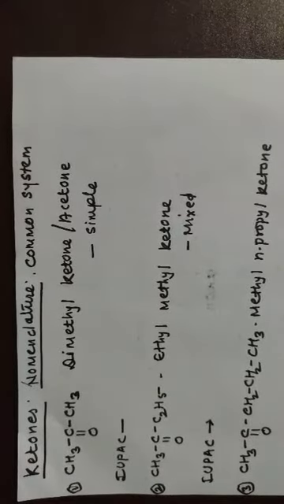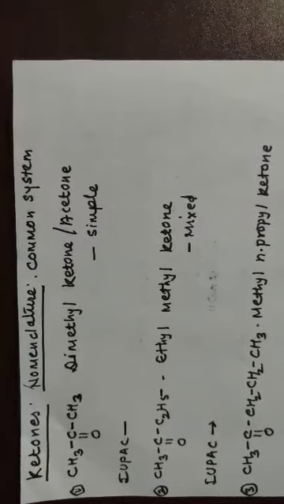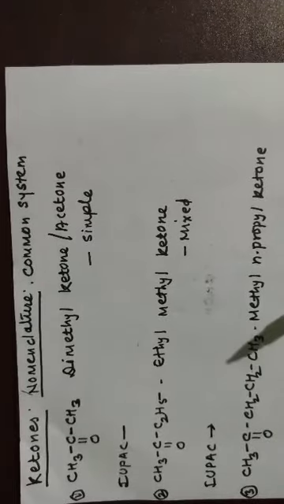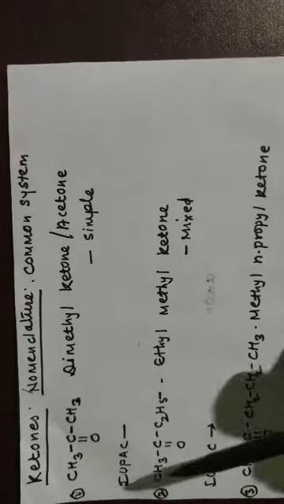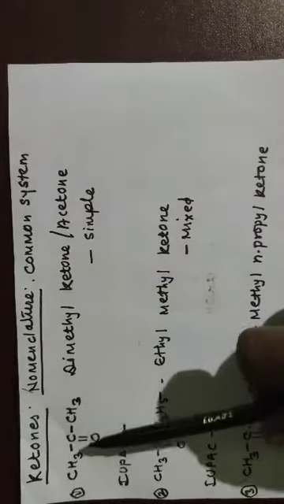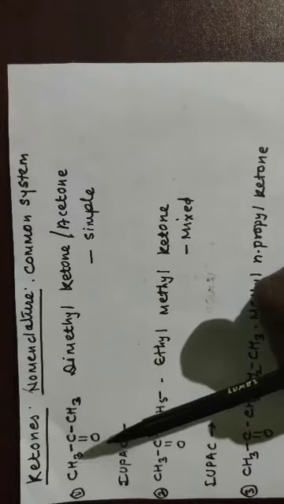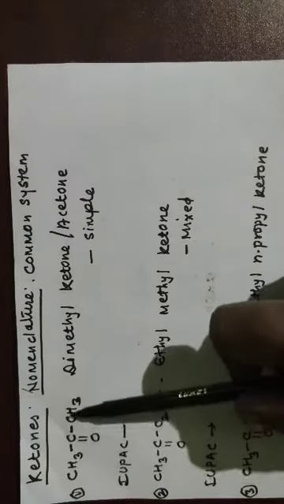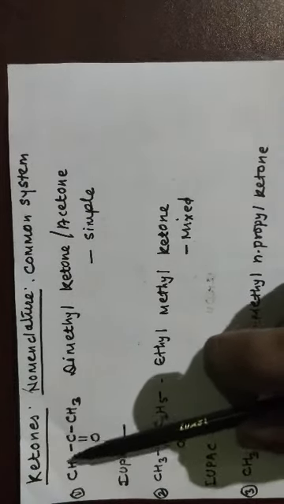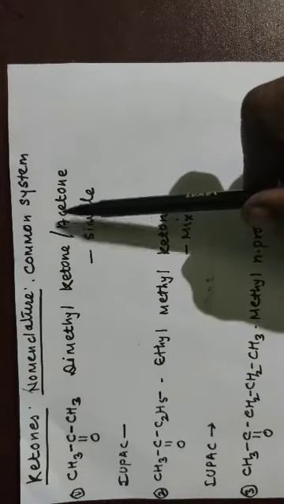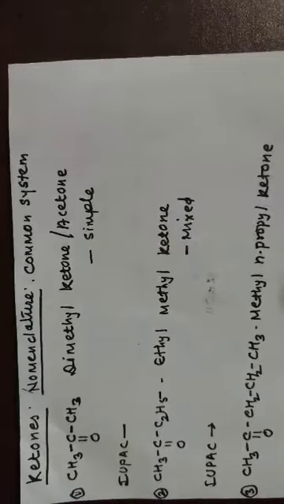So let us see nomenclature of ketones, both common system and IUPAC nomenclature. In case of common system of nomenclature, the common names of ketones are derived from the alkyl group attached with the CO group, or the carbonyl group, followed by the word ketone. Here, as two methyl groups are attached with the CO group, the name is dimethyl ketone. It is also called acetone and it comes under simple ketone.